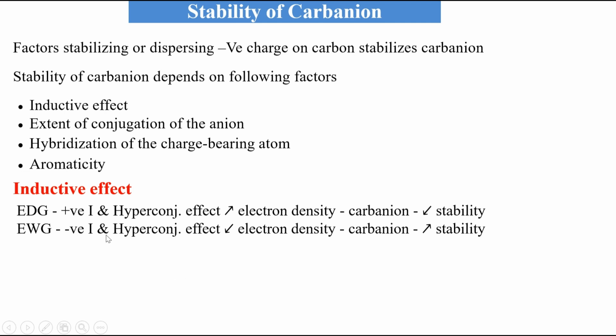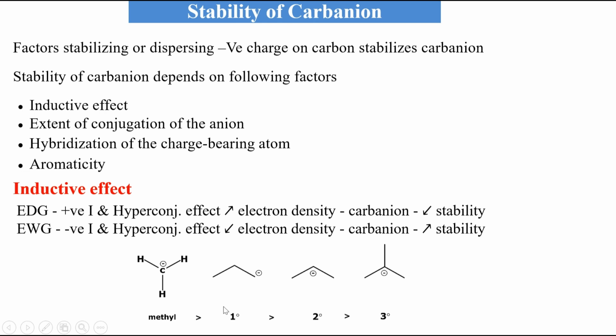An electron withdrawing group takes away the electron because of the negative inductive effect and the hyperconjugative effect. It decreases the electron density on the carbanion and hence increases the stability of the carbanion. Thus, here the methyl carbanion has three hydrogens, which are not electron donating.